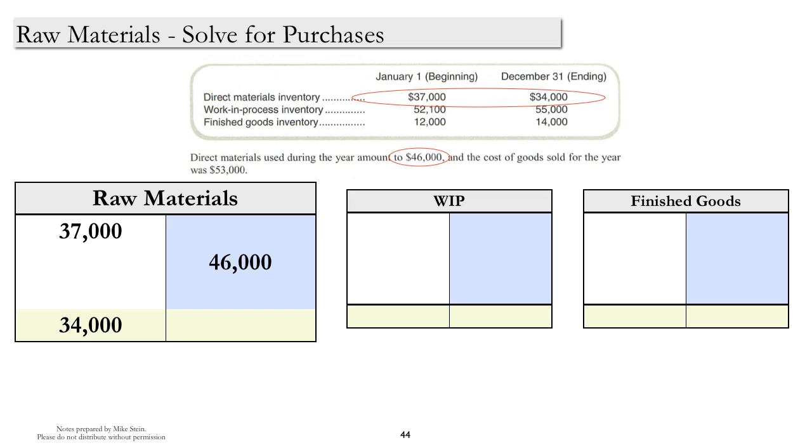However, the account doesn't yet balance. And in order to balance it, we're going to need a debit of $43,000. Normally, this $43,000 would represent purchases to the raw material account.